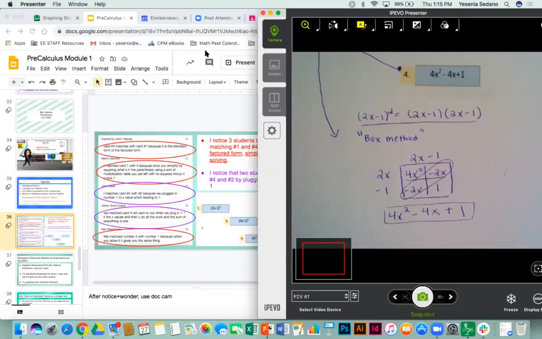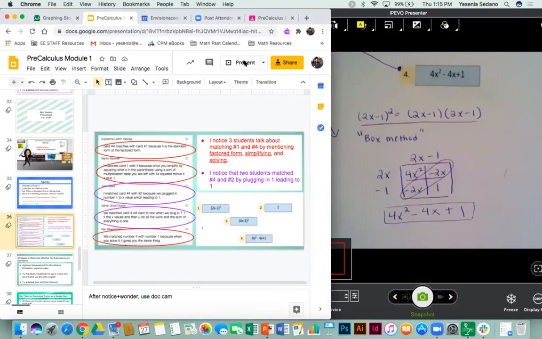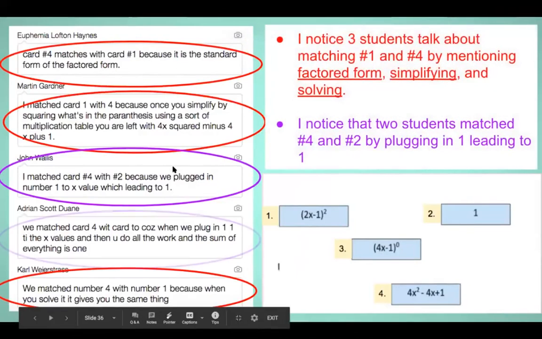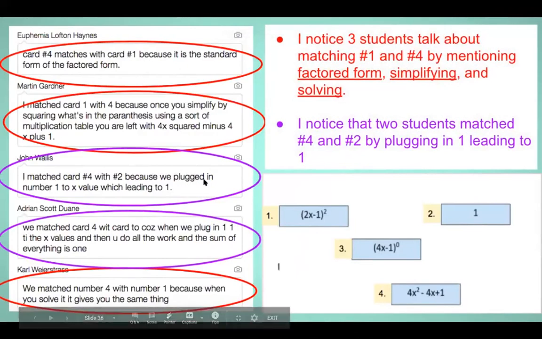Okay, so then let's go ahead and see what happened though, because I want to see about these answers in purple. So I'm going to go ahead and make this big again so we can talk about that and see what they did, and then we'll write some work on that. So the answers in purple. In purple, they matched card number 4 to card number 2. And what they did is they plugged in 1 into the x value, leading to 1.